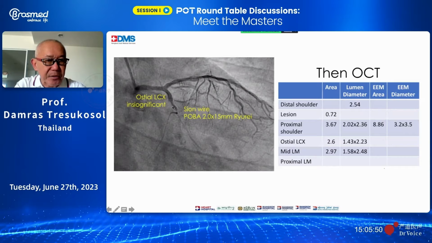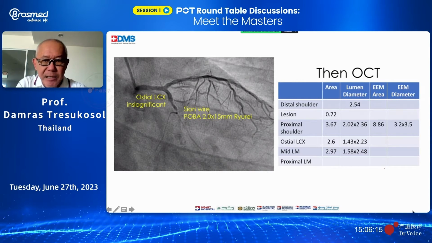And again, we do the same at the ostial circumflex. In this circumflex, you can see that at the ostial circumflex, there is not such a significant lesion here. So we passed in with a wire, and we did initial ballooning with the 2.0/15 Ryurei balloon from Terumo. After the balloon, we did OCT.